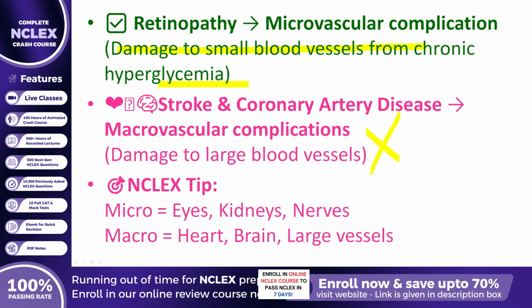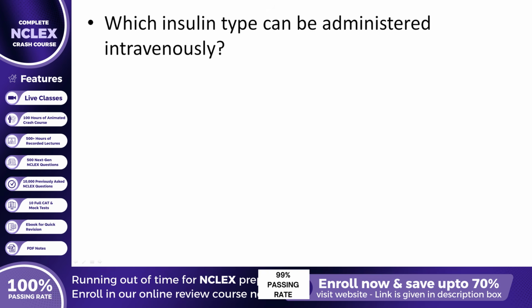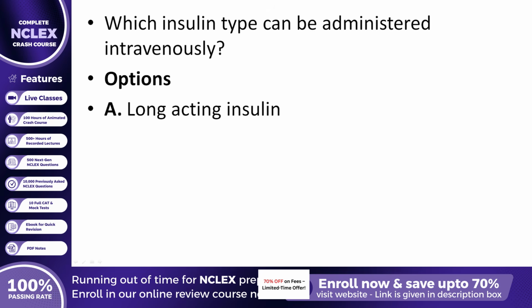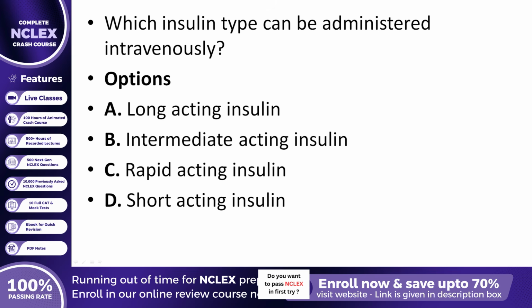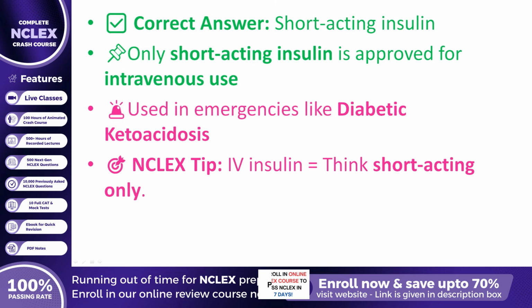Continuing further, question 9 addresses insulin therapy. Which insulin type can be administered intravenously? The options include long-acting insulin, intermediate-acting insulin, rapid-acting insulin, and short-acting insulin. The correct answer is short-acting insulin. Only short-acting insulin is approved for intravenous administration, particularly in emergency situations such as diabetic ketoacidosis.